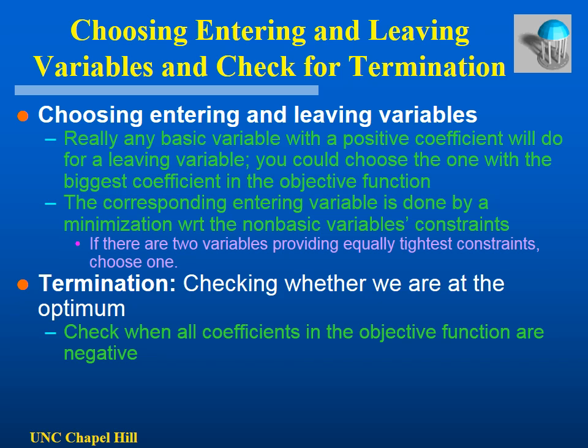We've seen that the corresponding entering variable is found by a minimization with respect to the non-basic variables constraint equations, their coefficients with respect to the leaving variable. It may be that two variables provide equally tightest constraints. They have the same coefficients. Doesn't matter, choose one. We've seen how to terminate.